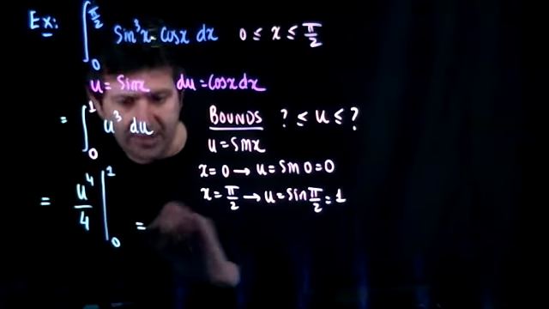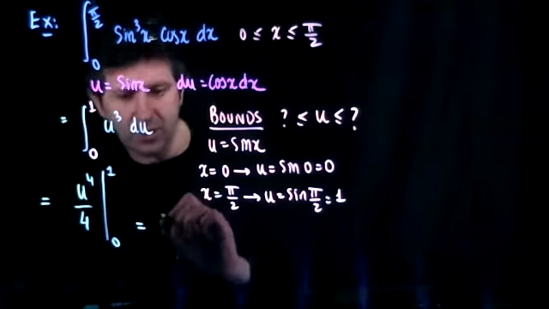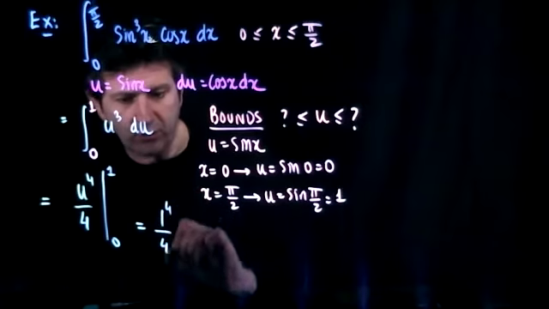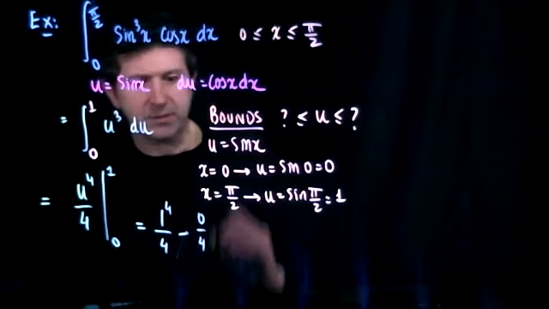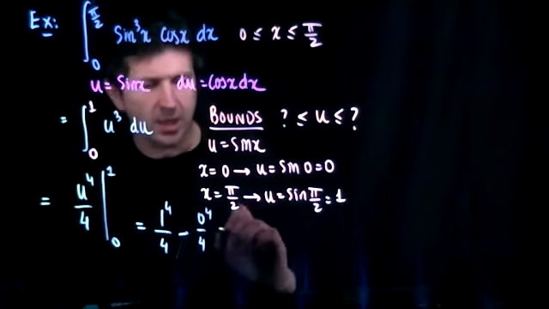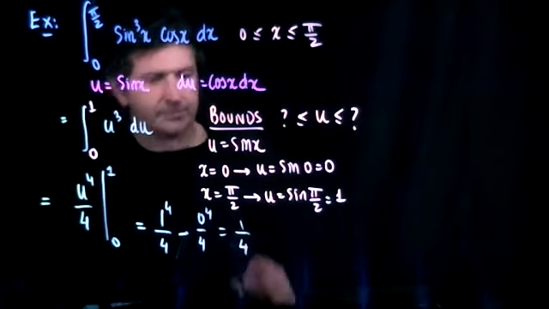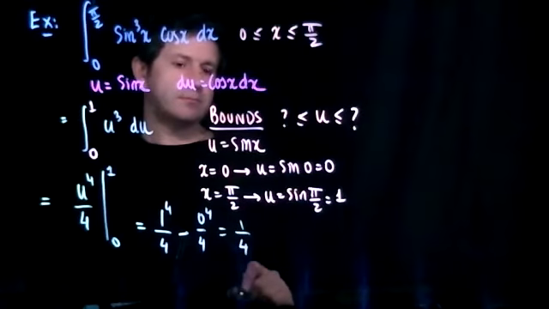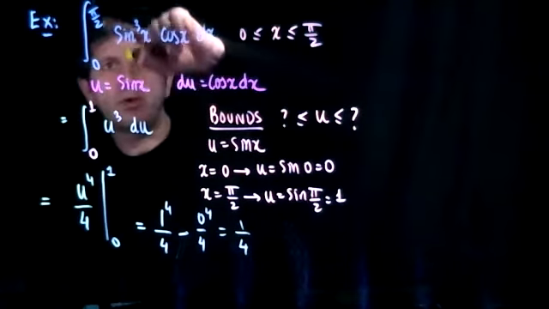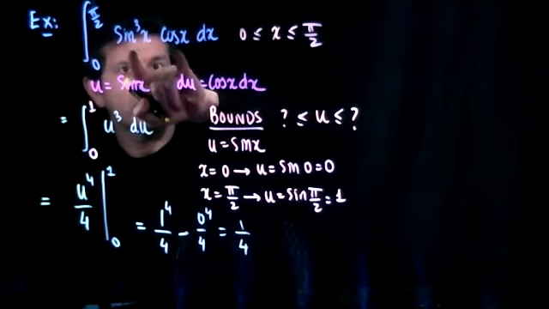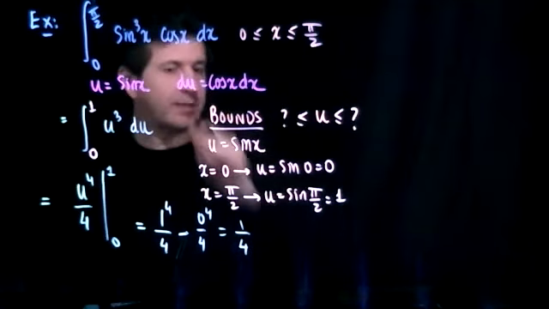Okay, and that is equal to, so you plug in 1. So 1 to the power 4 over 4 minus, you plug in 0, 0 to the power 4 over 4. And so my answer is a quarter. Okay, so the area between 0 and pi over 2 under this function is exactly a quarter. That's what it says.